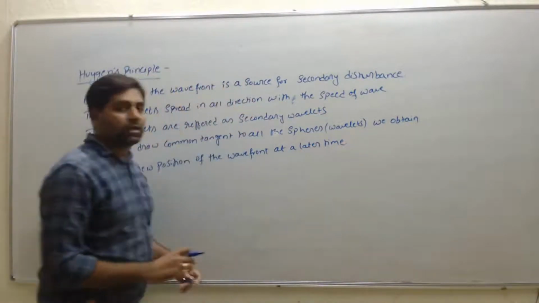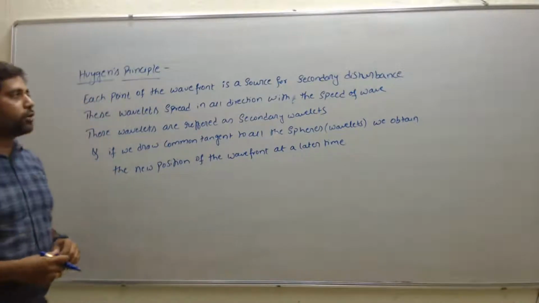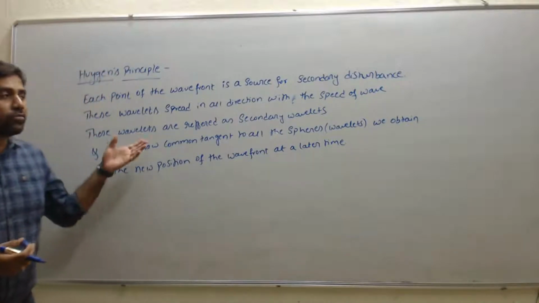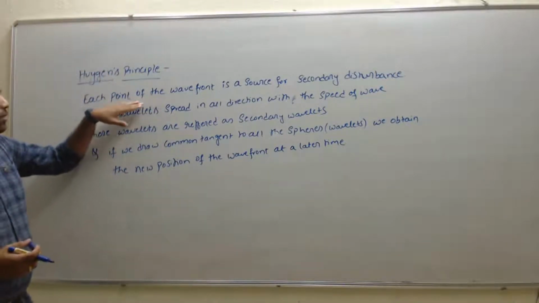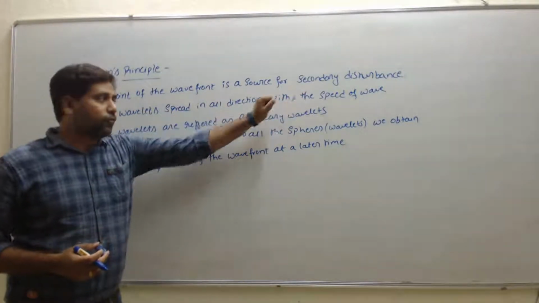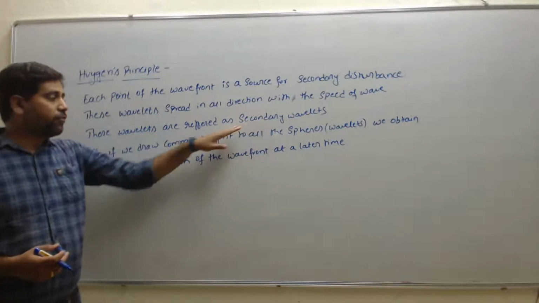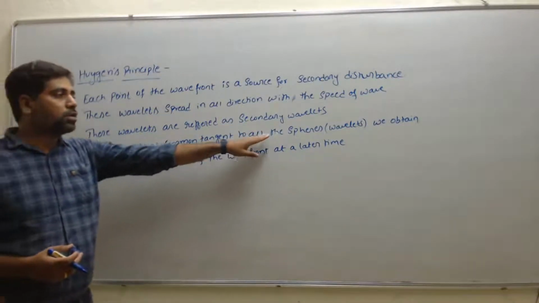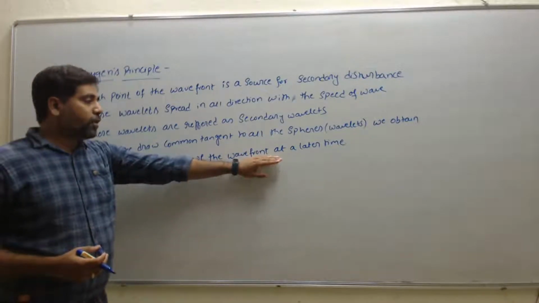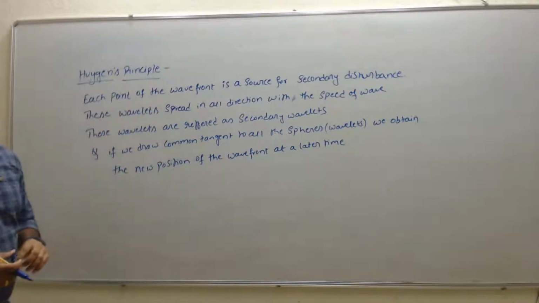So this is the Huygens statement, that is the principle. Each point of the wavefront is the source for the secondary disturbance, and the waves which are produced from these points spread in all directions with the speed of wave, and the wavelets are referred to as secondary wavelets. If we draw a common tangent to all the spheres, we obtain the new position of the wavefront at a later time.